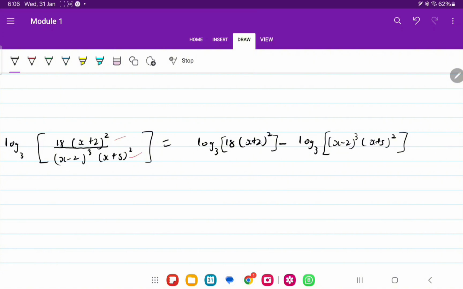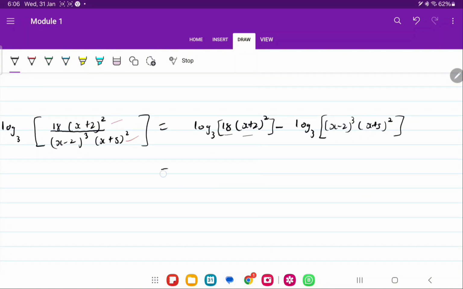Okay, now I can't just go ahead and apply the power law and bring this 2 down here. No, because I'm not raising my entire argument to the power of 2. I'm just raising a part of the argument, that being x plus 2 to the power of 2. Right? So the first thing I have to do is apply my product law to break up the 18 and the x plus 2, all raised to the power of 2, right? That's going to be equal to log base 3 of 18 plus log base 3 of x plus 2 raised to the second power.